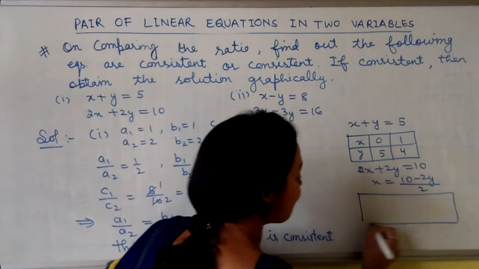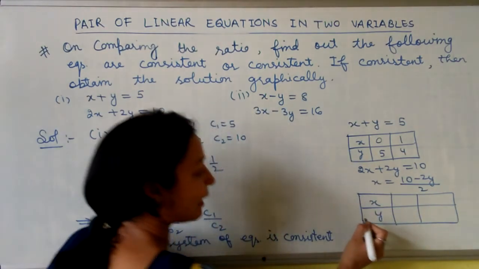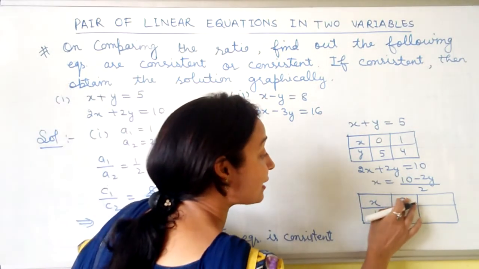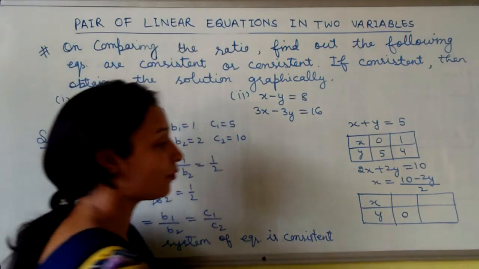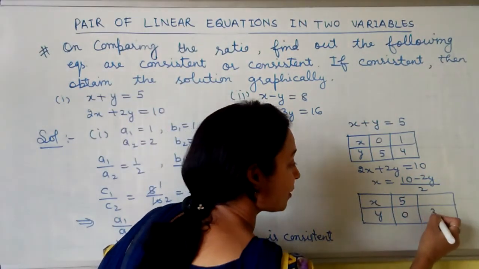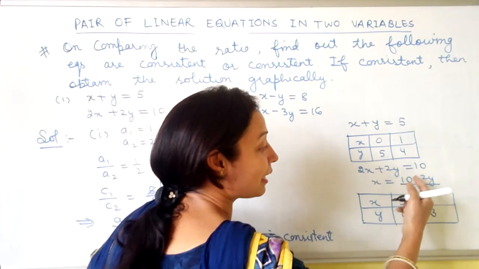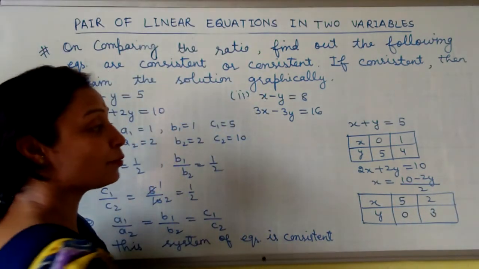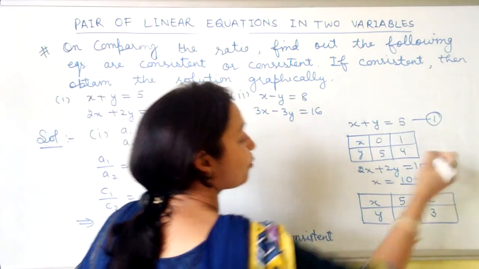For this table, we again need only two points to make a graph. First, y is 0, then x is equal to 5. When y is 3, three 2s are 6, 10 minus 6 is 4, and after cancellation we get 2. So I will use these two points in these two equations. Let us suppose this is equation 1 and this is equation 2.